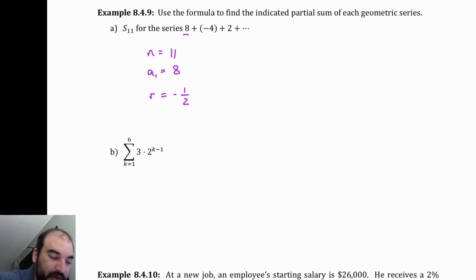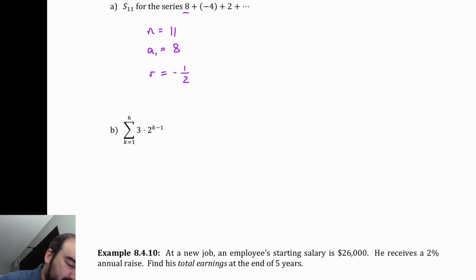If you didn't watch the video, then you'll have to do part A. Or you can go back and look at the video if you want to see how part A is done. As far as part B is concerned, we need to know three things. We need to know n, we need to know the first term, and we need to know the r.